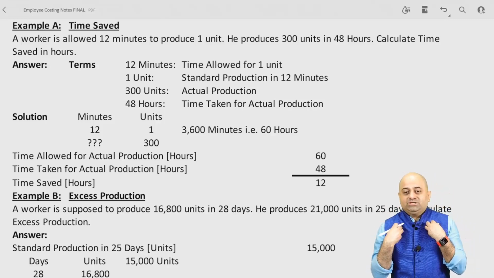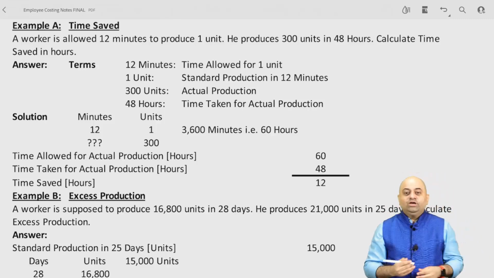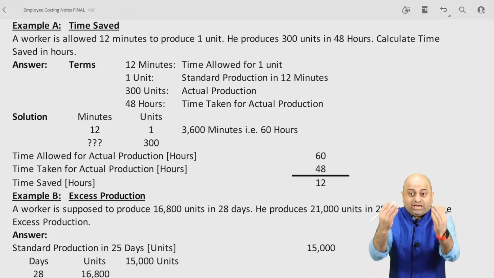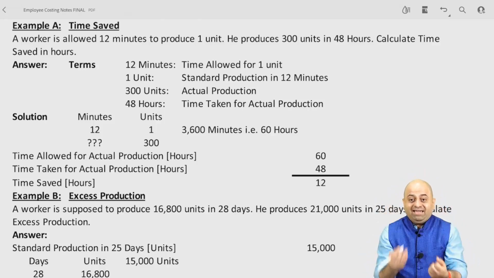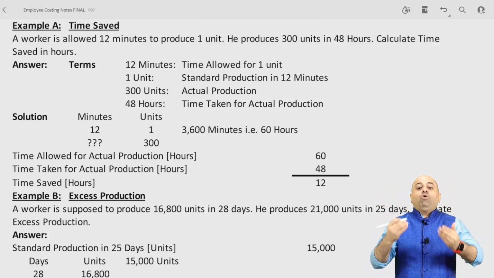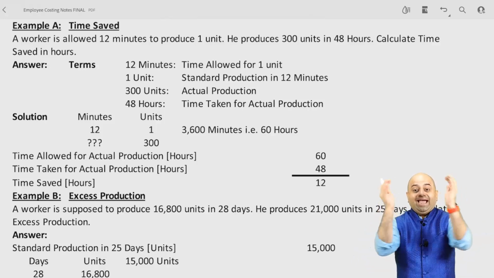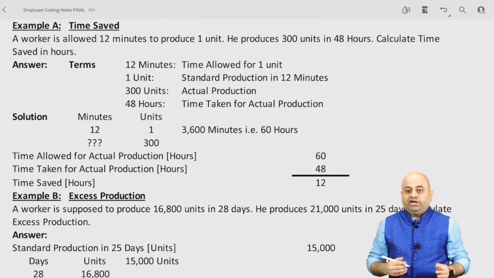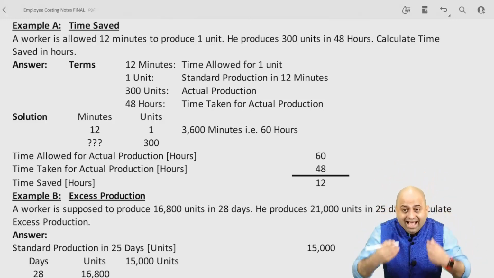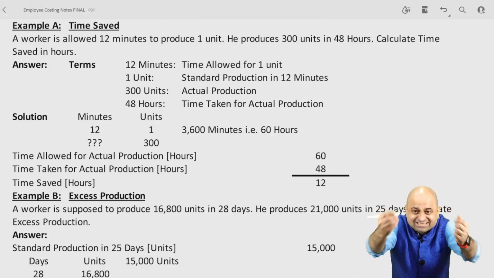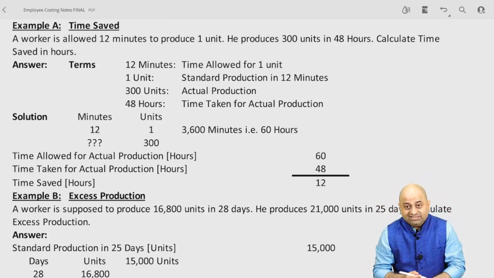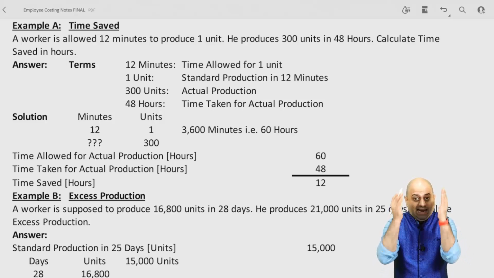Now, I want to find out how much time the worker has saved. So, what will I do? Very simple. A worker was allowed 12 minutes to produce 1 unit. He has produced 300 units. I will find out how much time he should have taken, which becomes basically time allowed. In how much time he should have produced 300 units. I do a cross multiplication. I get the answer as 60 hours, which means he should have taken 60 hours. He has taken 48 hours. He saved 12 hours. Simple. A very simple example. I'll move on to the next example and then I'll analyze both of them.